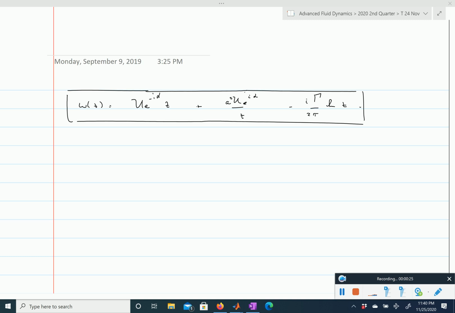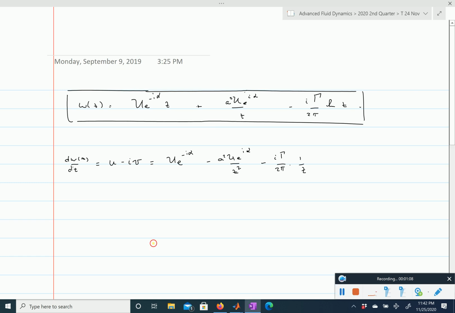If we want to go from the complex potential to the velocity, we just take the derivative with respect to z. So dw/dz is equal to, remember, the real part is going to be equal to the velocity in the x direction, and the imaginary part is going to be equal to minus the velocity in the y direction. And so that is going to be equal to, we simply take the derivative of this: U exponential minus i alpha, minus this constant here divided by z squared, minus i gamma divided by 2 pi times 1 divided by z.